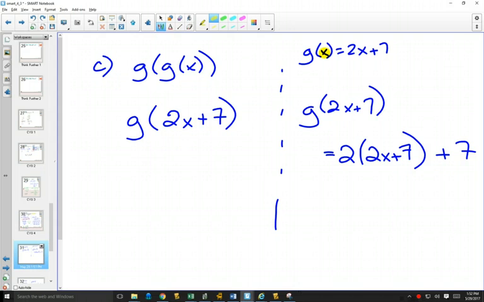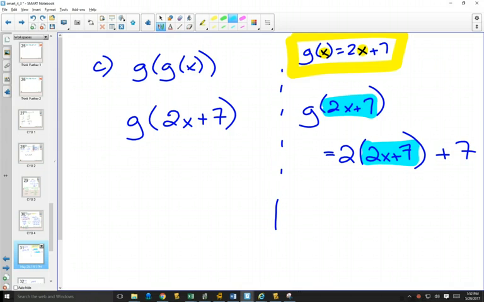Sometimes using highlighters can help with that. Here's the idea. This is our original function right here. Okay? And I've highlighted the x to say that the rule is whatever you plug in, which I've highlighted, gets multiplied by 2, and then you add 7. So if now, I'll highlight it in a different color, now I'm putting in a 2x plus 7 in front of that. So it goes in right here. It's still going to get multiplied by 2 and add 7.